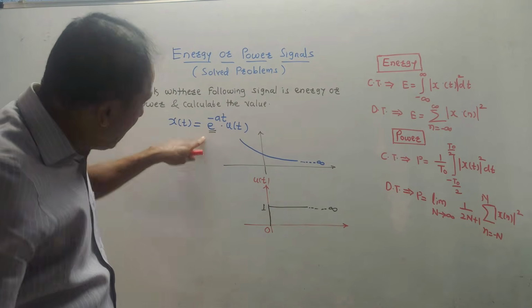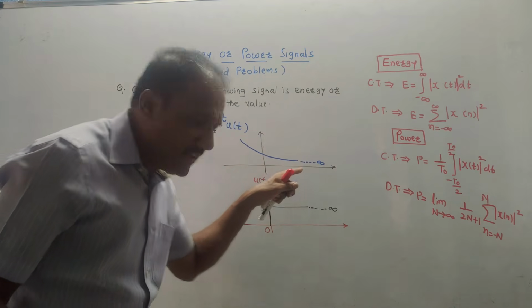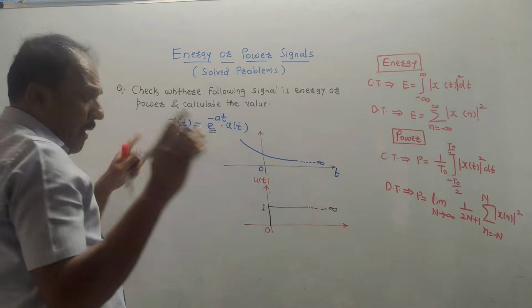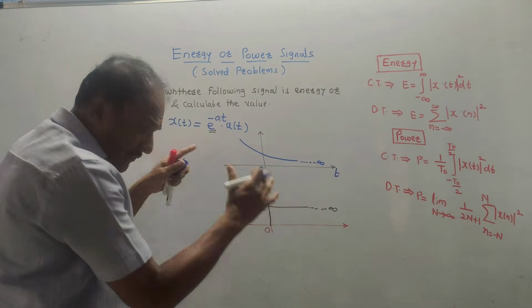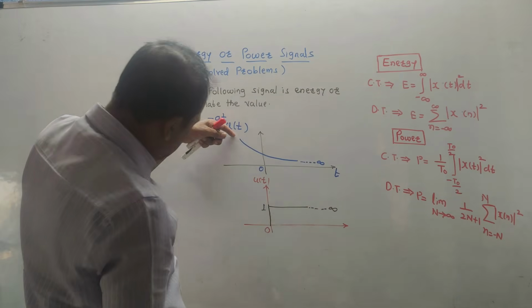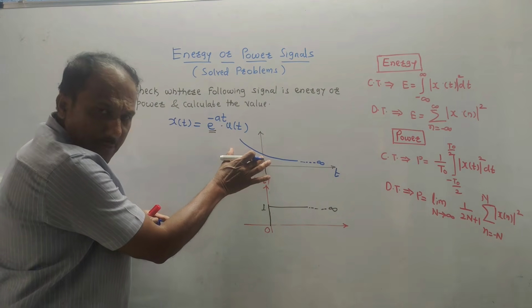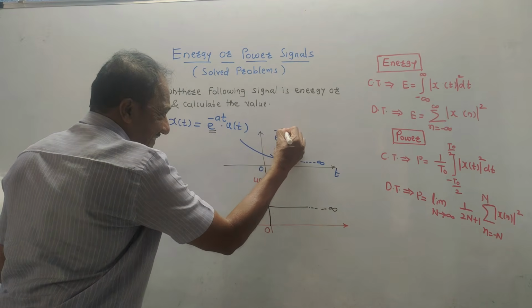E is exponential, and e raised to minus something indicates the signal is decreasing. Now this is the zero time period, and this is the positive time period. Practically there is no concept of a negative time period, but after doing theoretical designing, suppose I have got this type of signal, which has some portion at the negative time period. This is the actual signal, e raised to minus at.